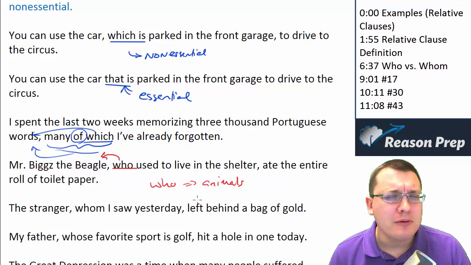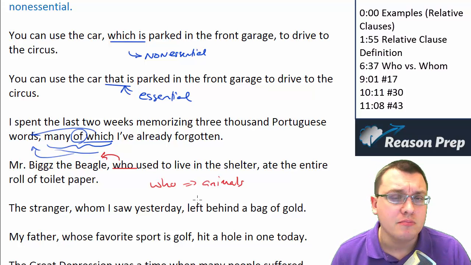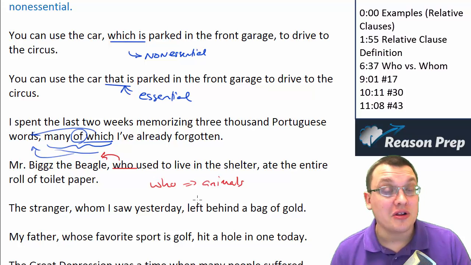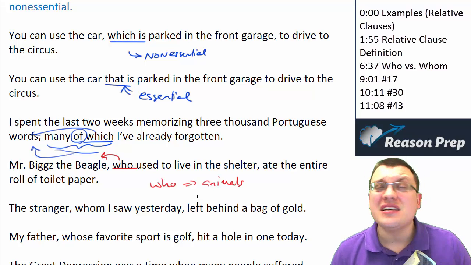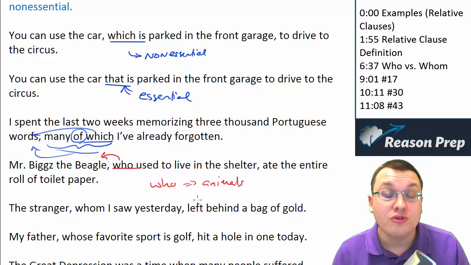Bugs, for example, maybe you would use "which." So, the spider which I crushed with my boot, whatever. In that case, you would use "which." You wouldn't use "who." That's a bit odd unless you had a relationship with that spider. The SAT will never make you choose between that, though, for animals. Just know there's nothing wrong with using "who" with animals.